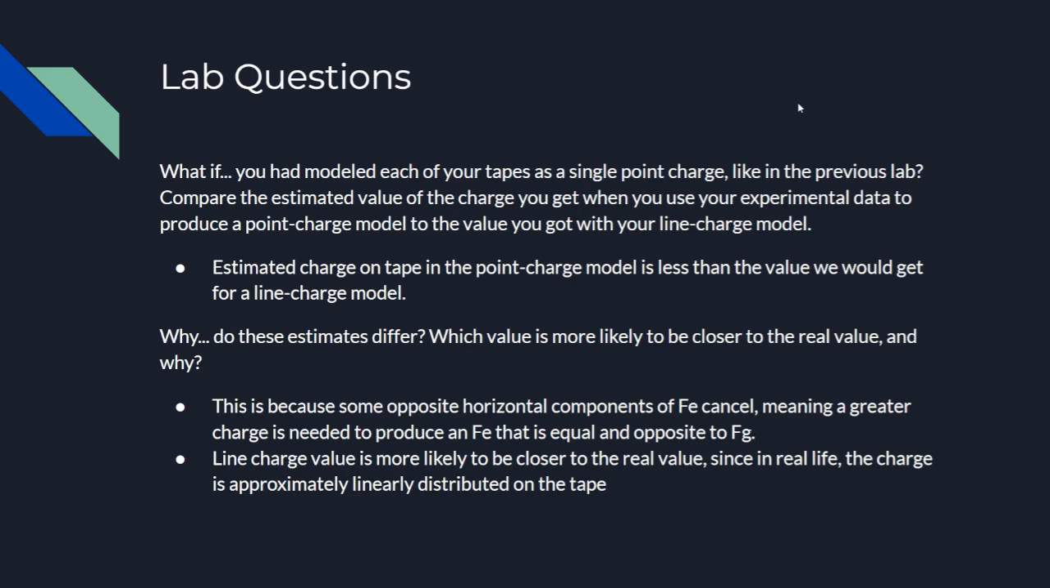And then the lab questions. What if we had modeled each of our tapes as a single point charge? If we did that, then our estimated charge on the tape would be less than the value we would get for a line charge model. Why do these estimates differ? This is because some opposite horizontal components of the electric force cancel, meaning a greater charge is needed to produce an electric force that is equal and opposite to the force of gravity.